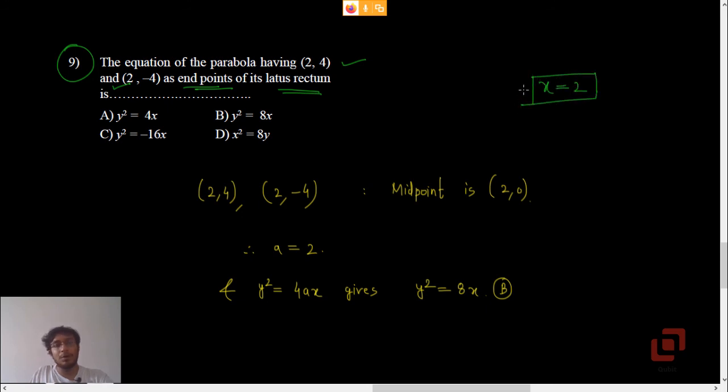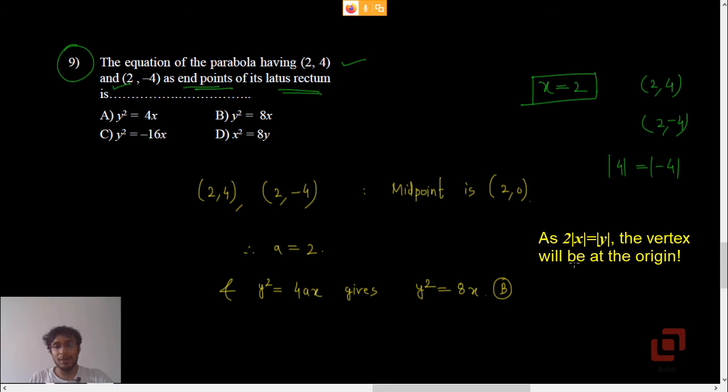Okay. One of the endpoints is in the first quadrant and the second endpoint is in the fourth quadrant. And more importantly, the modulus of the y coordinates of these 2 points is 4, which means they are equidistant from the x-axis. Yes. Well, they are equidistant from the x-axis as well as from the y-axis. Okay. Yes, and that's more important.